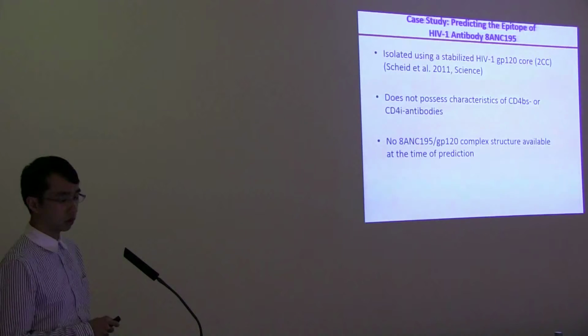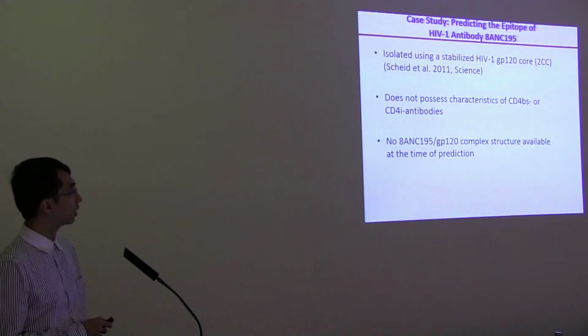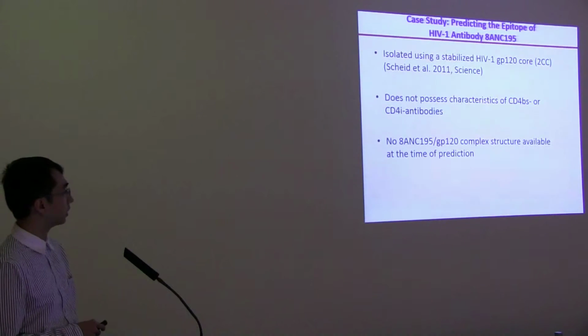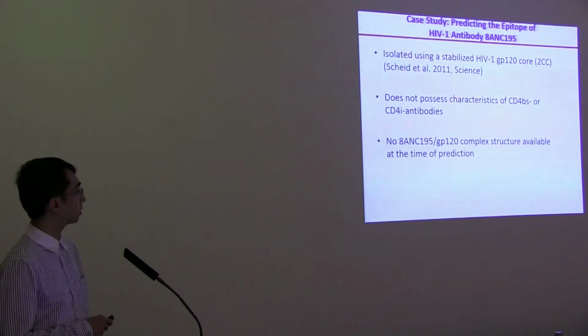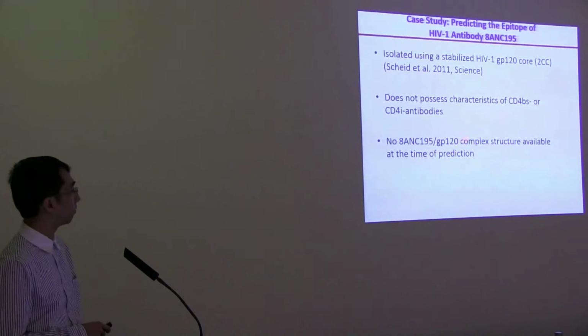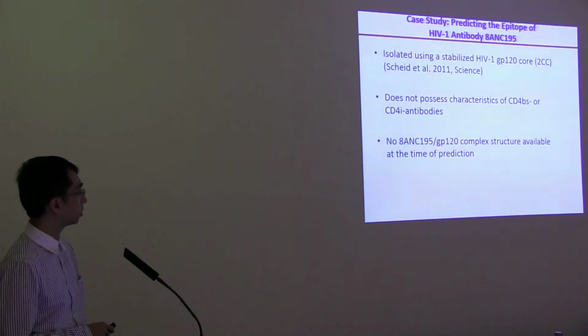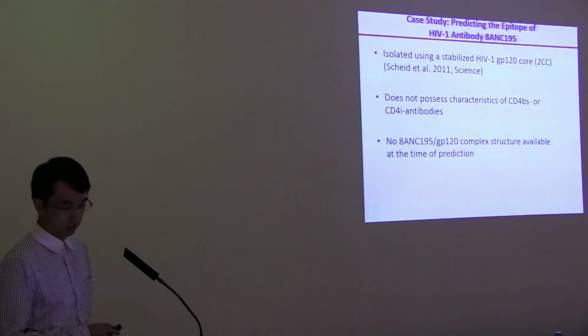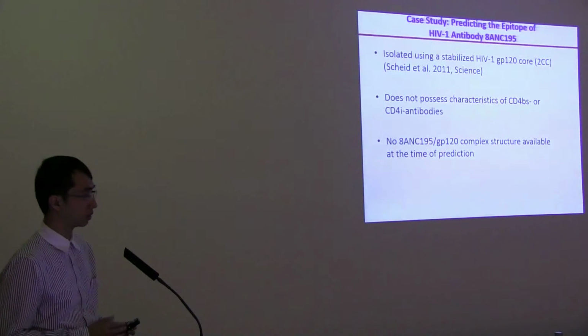This GP120 core is used to isolate CD4 binding site antibodies, but this antibody ANC195 doesn't possess any characteristics of CD4 binding site or CD4i antibodies. And at the time of prediction, we didn't have the ANC195 GP120 complex structure. And we didn't really know any experimental data about this antibody in terms of its epitope.